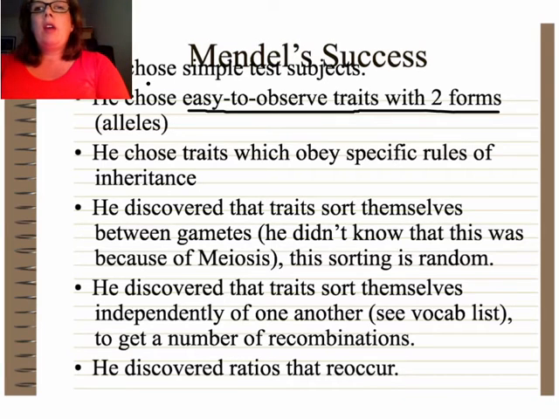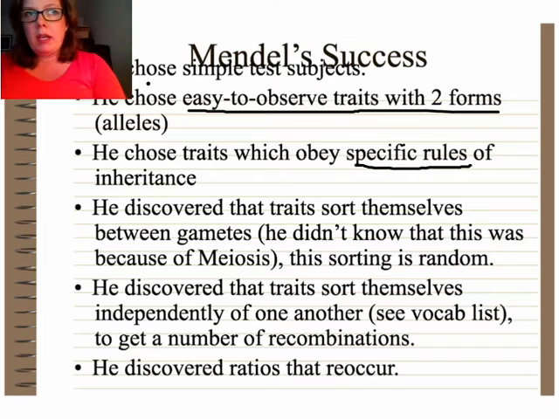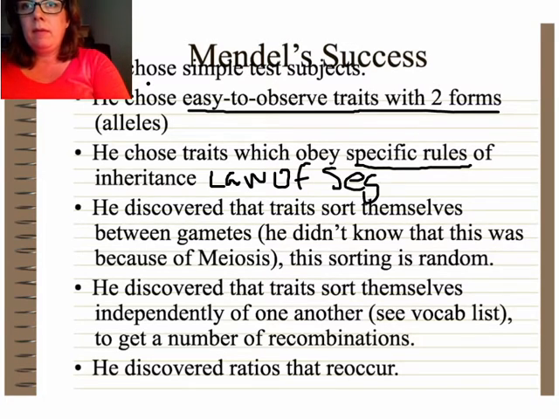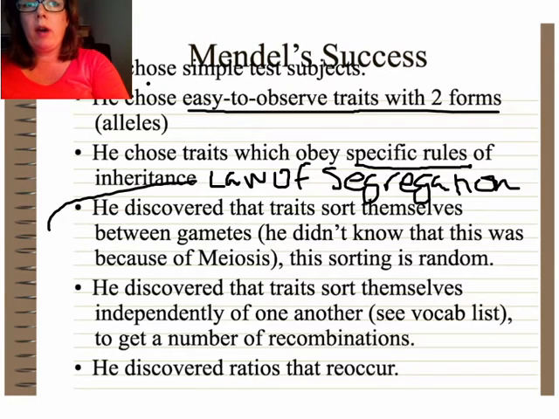He also chose traits that obey very specific rules. Again, rules of dominant and recessive: the dominant is going to cover up the recessive. He also discovered something called the law of segregation. The law of segregation says that traits sort themselves between gametes. In other words, your alleles get pulled into separate gametes, and he didn't realize that this was because of meiosis. We now know that meiosis is why, but the sorting of those traits is random. There's one other law that you'll see, and it's the law of independent assortment.